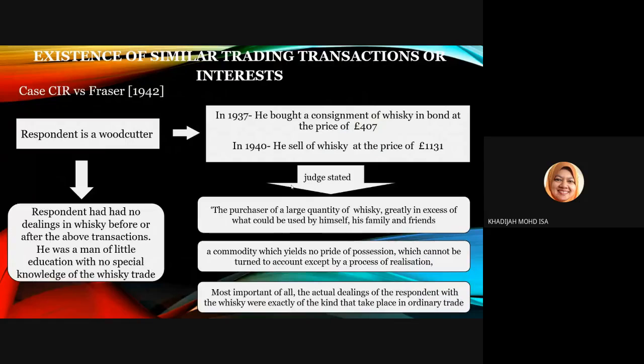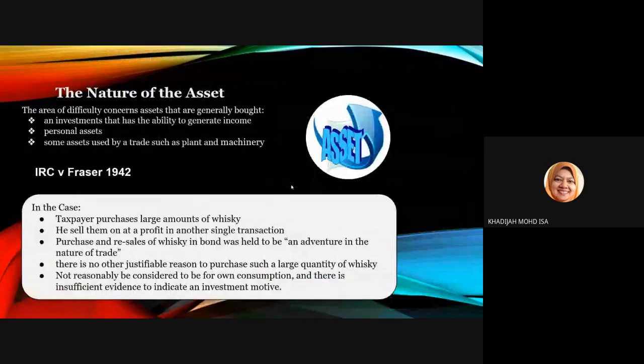In this case, the issue is an existing or similar trading transaction or interest. So you're saying that because you buy in a large quantity, which is not normally common for personal usage, that's why they say this falls under income which is subject to tax, isn't it? The earlier slide, the basis is the nature of the asset. So how can you differentiate this explanation from the following explanation? Adventure in the nature of trade, is it?